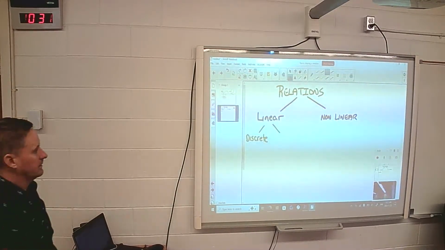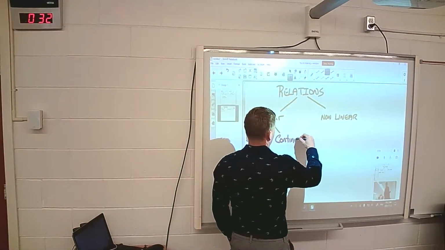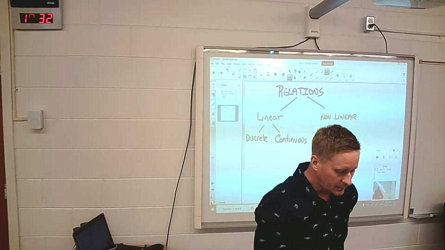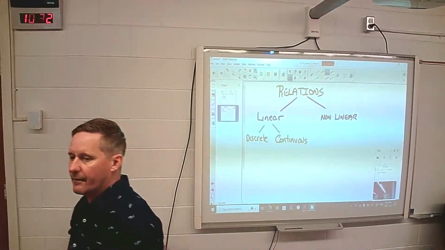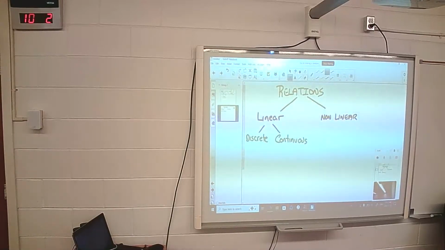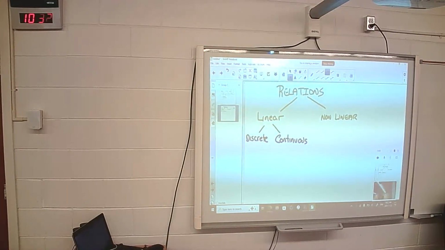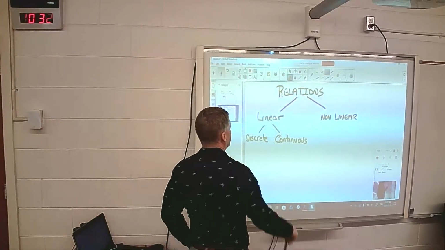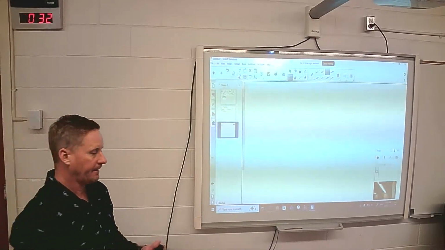And this is also going to be ones that we're going to look at, which are continuous. Okay? So we have discrete and we have continuous. And we have the same for nonlinear. But the nonlinear ones we don't study until grade 11. Okay? So I'm not even going to go down that path. All right. So difference between discrete and continuous, to give you an idea.